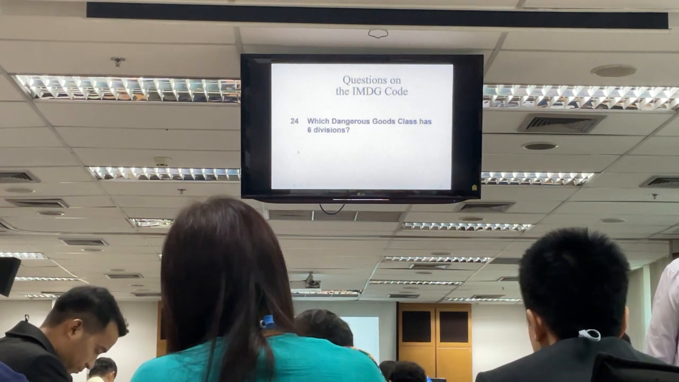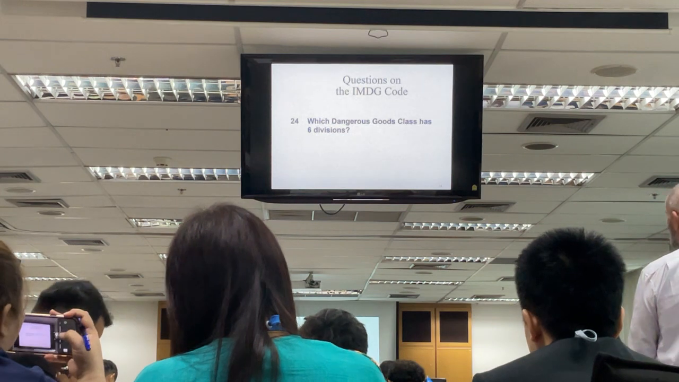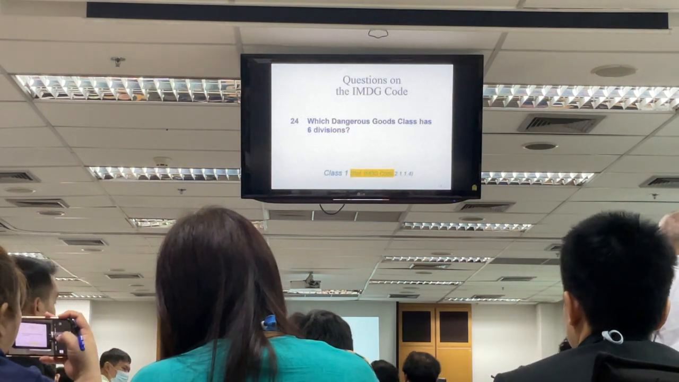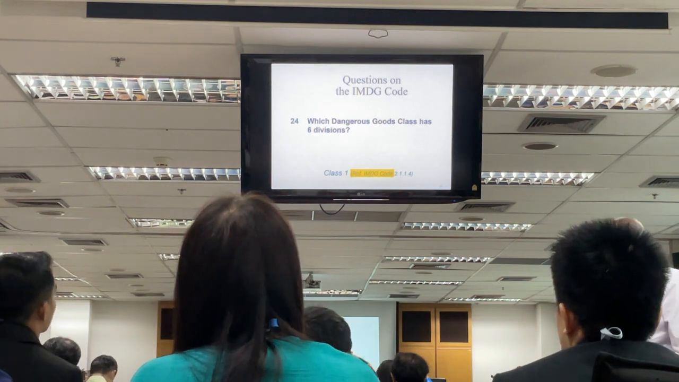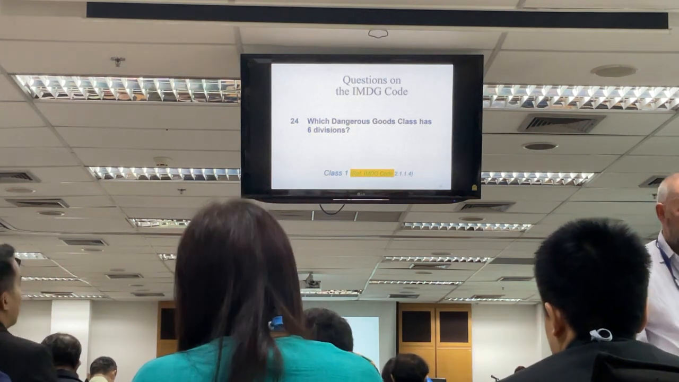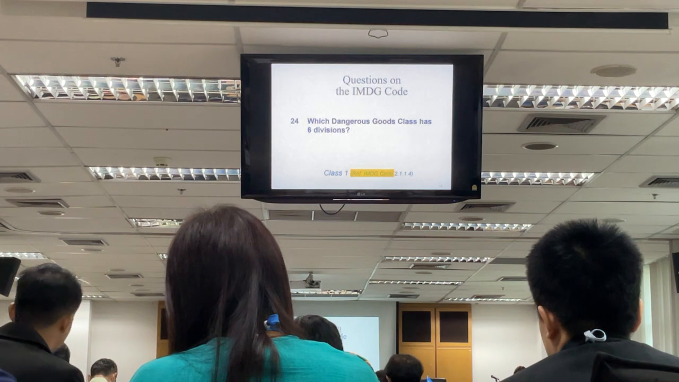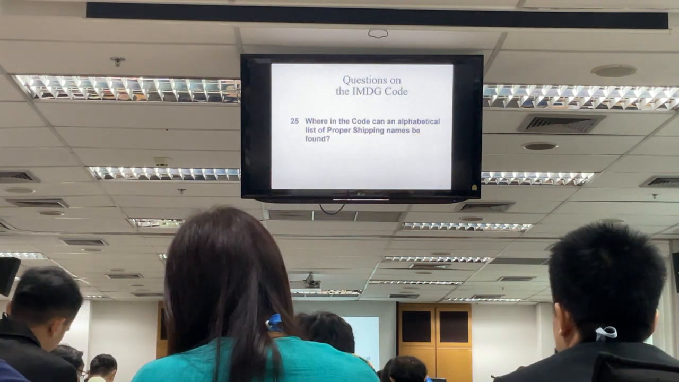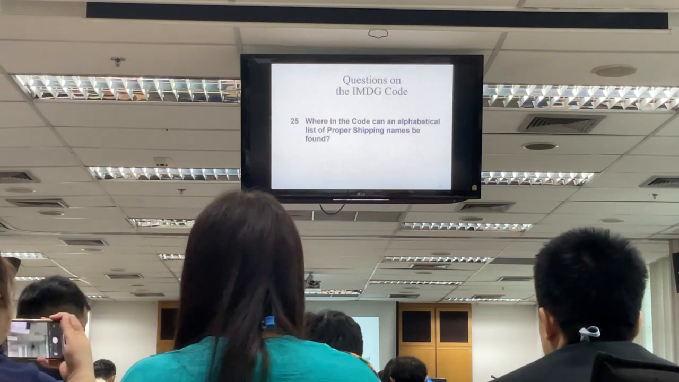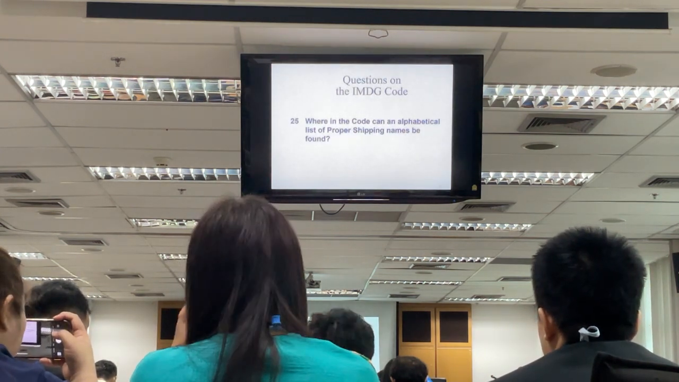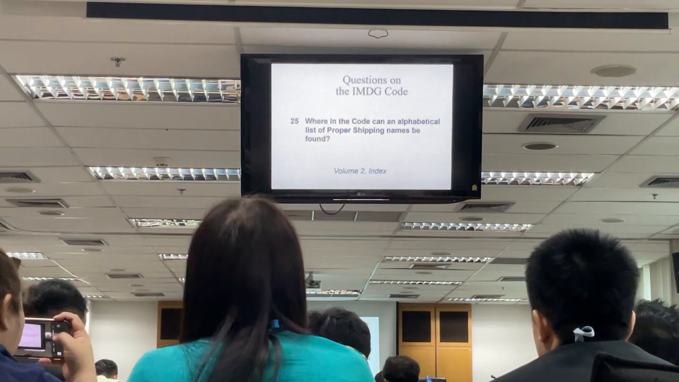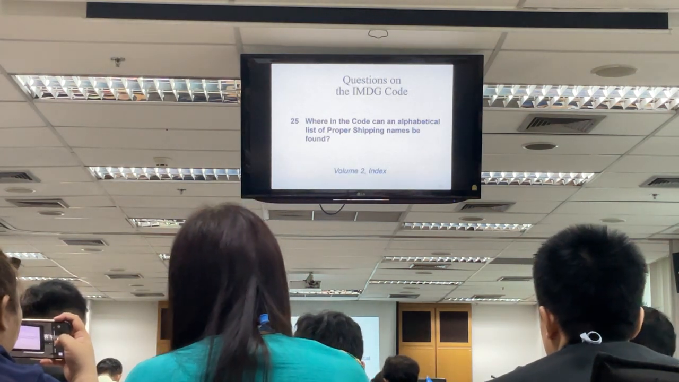24. Which dangerous goods class has 6 divisions? Bravo. Explosives. Class 1, reference IMDG code, subsection 2.1.1.4. 25. Where in the code can an alphabetical list of proper shipping names be found? Index, we already did that. Volume 2, index.